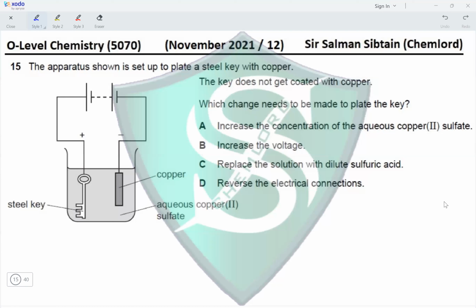Reverse the electrical connections. If you can see clearly in the diagram, the positive electrode is the anode, and anode is where oxidation takes place. If the key is placed at the anode, it would be losing its mass, not gaining mass. So if we reverse the connection, this would become the negative terminal, which is the cathode, and cathode is where reduction takes place. So copper ions will get reduced on the cathode, forming copper metal, and thus the key would have copper being coated onto it. So this makes option D the correct option for this question.